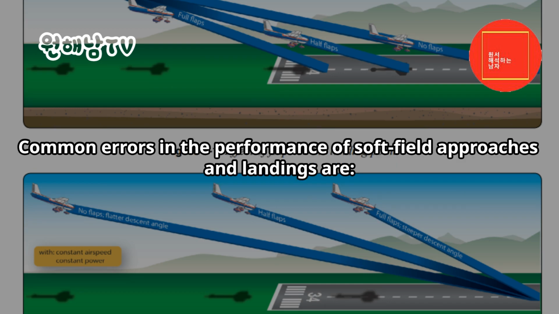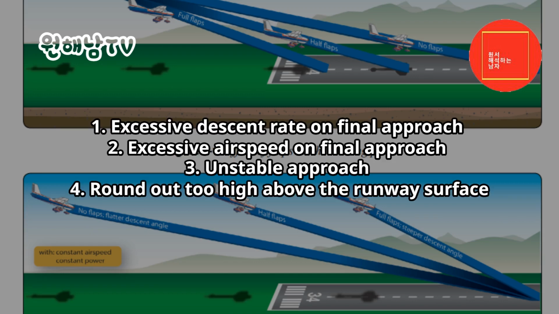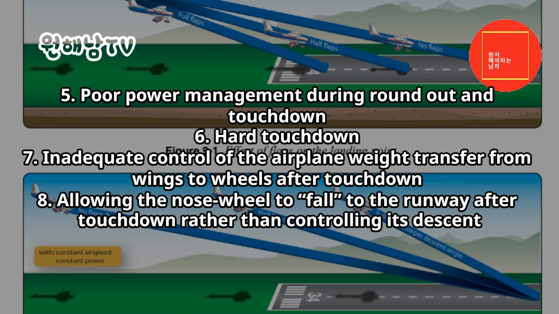Common errors. Common errors in the performance of soft field approaches and landings are: 1. Excessive descent rate on final approach. 2. Excessive airspeed on final approach. 3. Unstable approach. 4. Round out too high above the runway surface. 5. Poor power management during round out and touchdown. 6. Hard touchdown. 7. Inadequate control of the airplane weight transfer from wings to wheels after touchdown. 8. Allowing the nose wheel to fall to the runway after touchdown rather than controlling its descent.